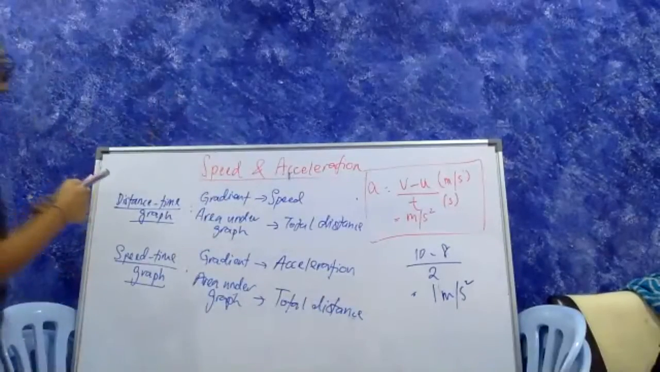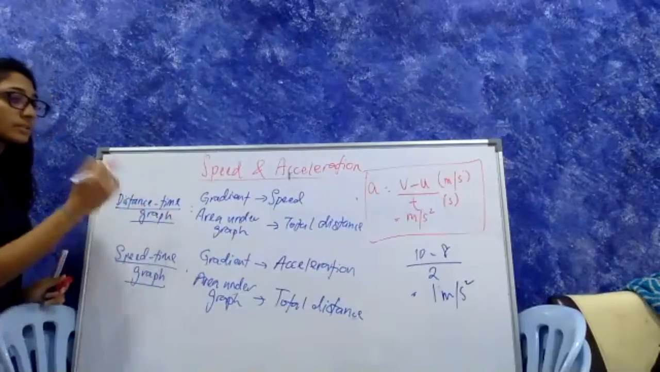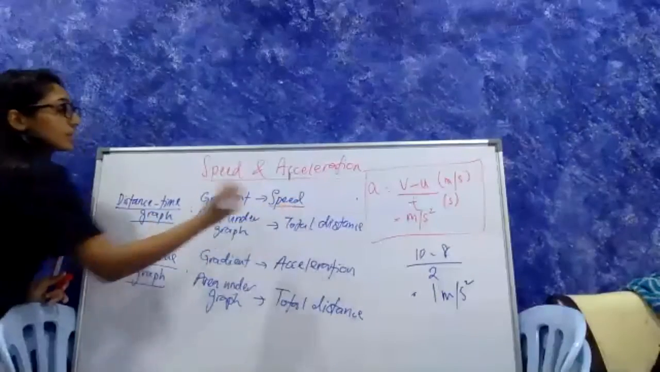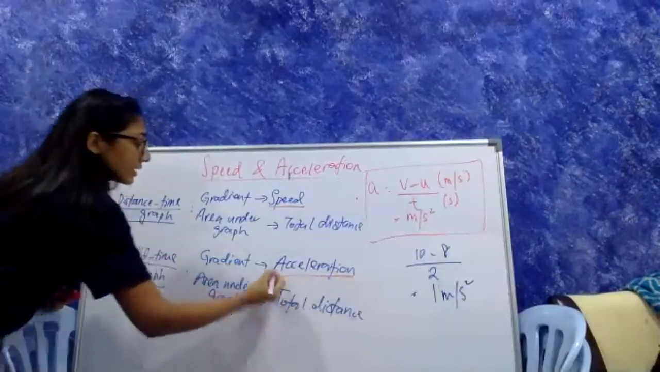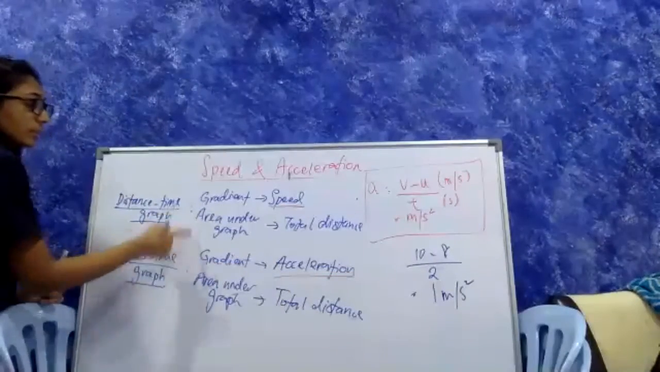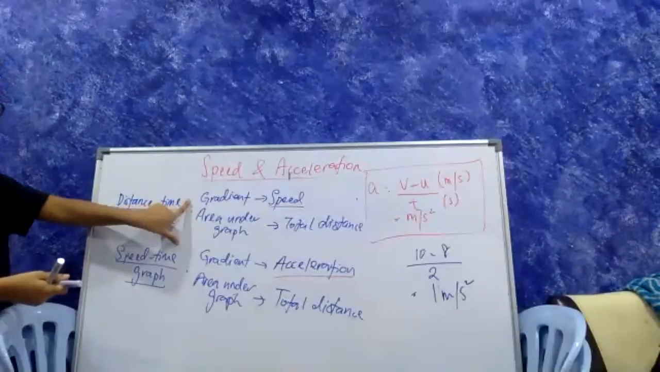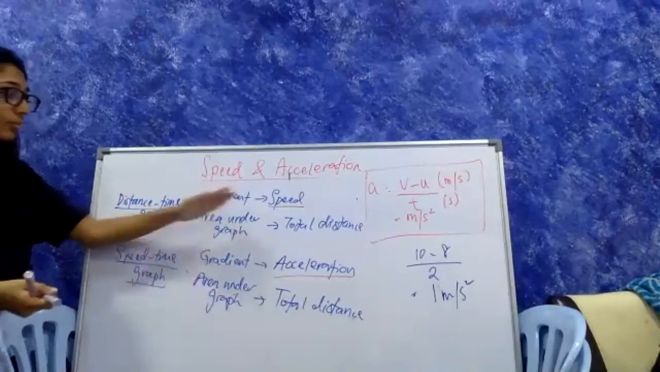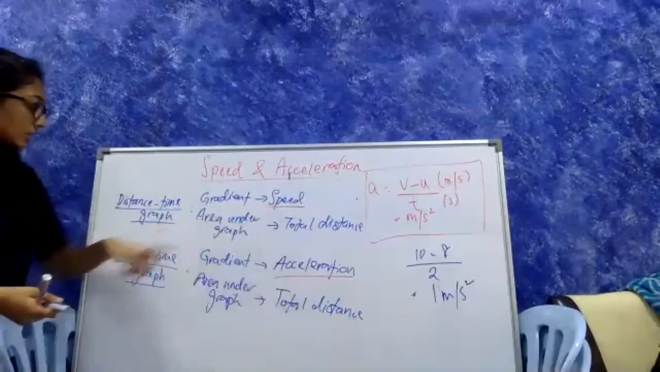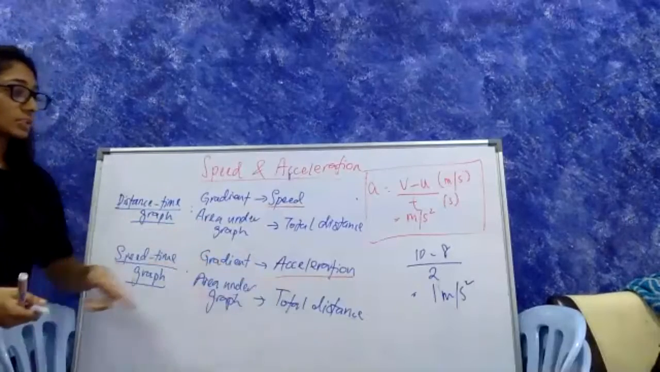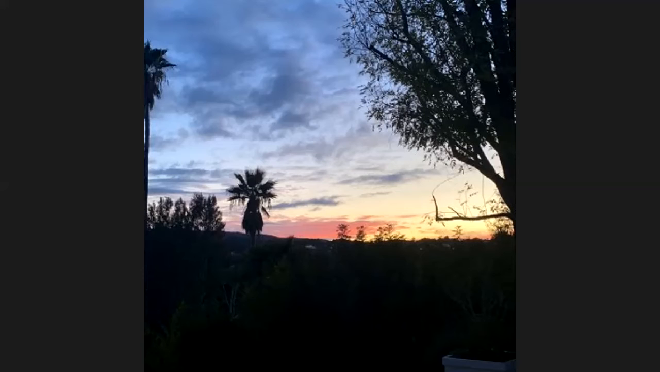So if you look at both, for the distance time graph, distance over time is speed, so the gradient is speed. For the speed time graph, speed divided by time is acceleration, so the gradient is acceleration. For both, the area under the graph is total distance. So you only have to remember the difference. The area under the graph is the same for both, total distance. Distance time graph gives speed, speed time graph gives acceleration. Can? Yes, sir. Quickly copy.